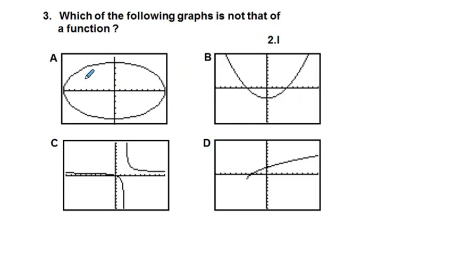Next problem, 3. Which of the following graphs is not that of a function? It should be pretty apparent. We have something called the vertical line test. If you draw a vertical line, and that vertical line touches the graph of that function more than once, as is the case in answer choice A, that is not a function.